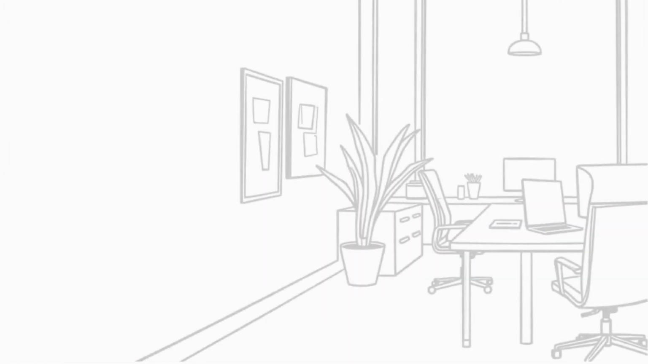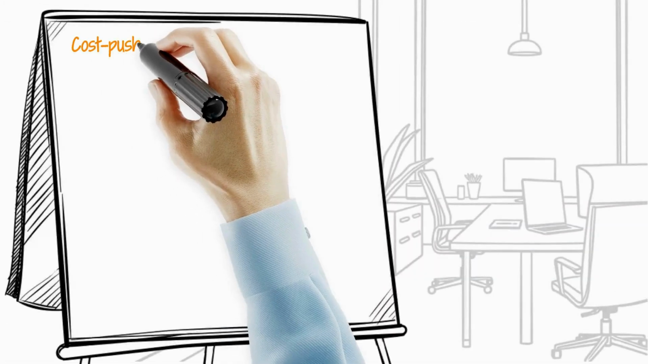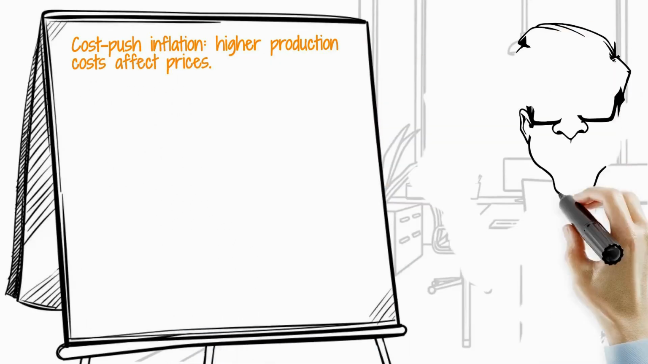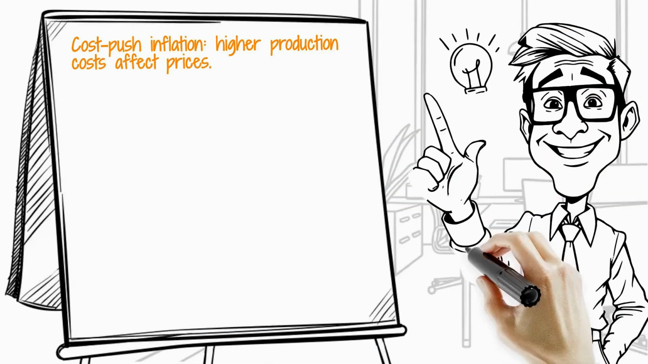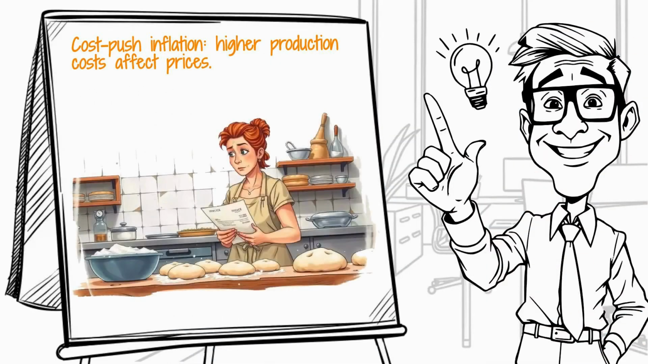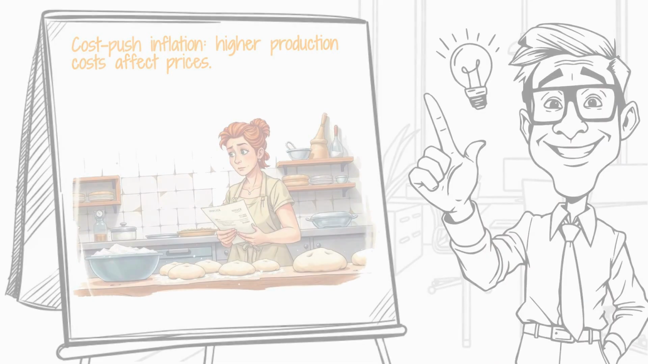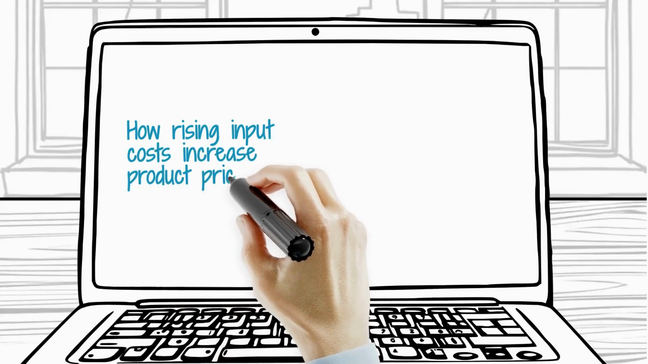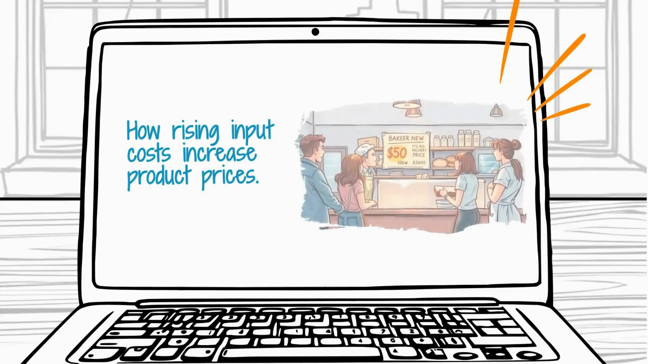Next, we have cost push inflation. This happens when the cost to produce goods and services increases, therefore pushing up prices. Think of a situation where raw materials become more expensive. If it suddenly costs more to produce bread because of a rise in wheat prices, bakeries might raise the price of bread to maintain their profit margins.